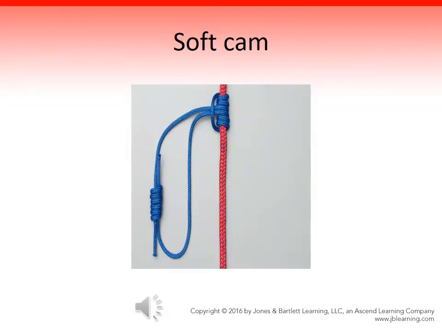The most often used soft cam is the Prusik. There are other hitches and loops used as soft cams, but the Prusik will be our primary focus. The Prusik will be used in mechanical advantage systems as well as ascending and personal safety.